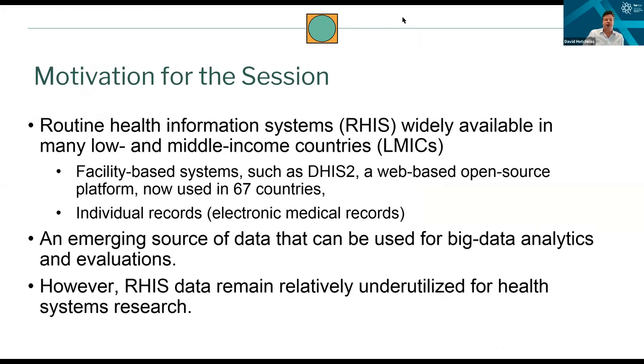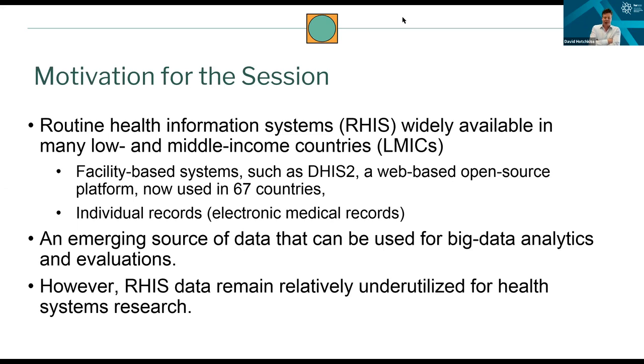The DHIS2 software, which is a web-based open source platform, is now used in 67 countries, including many in Africa and Asia. And given that RHIS is an emerging source of data that can be used for big data analytics and evaluations, they have a lot of advantages. They're considerably less expensive and time intensive than conducting household surveys.